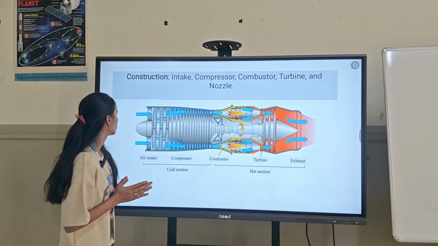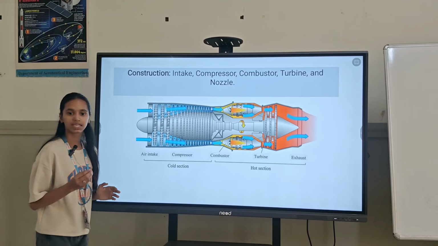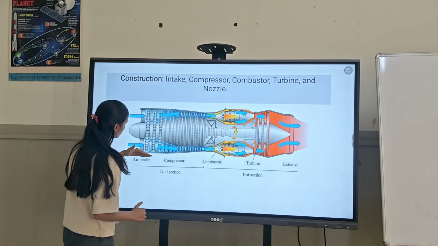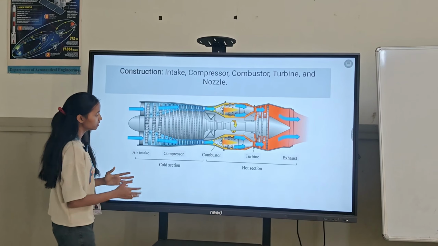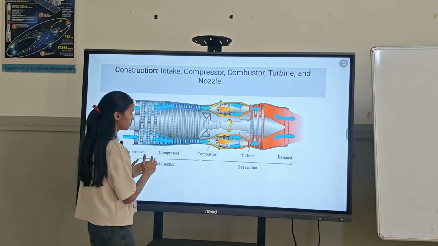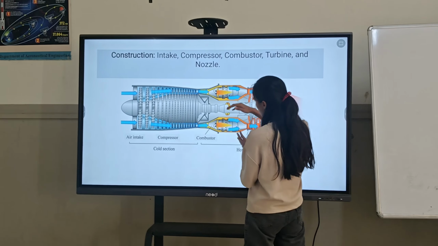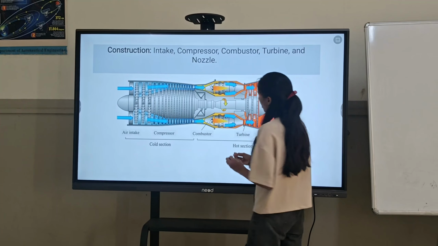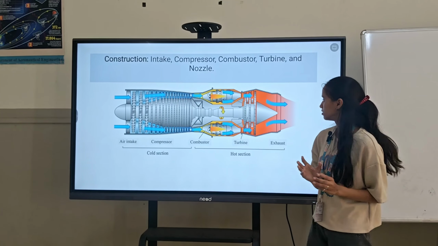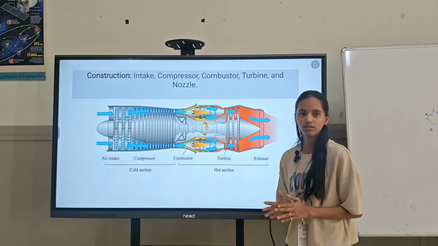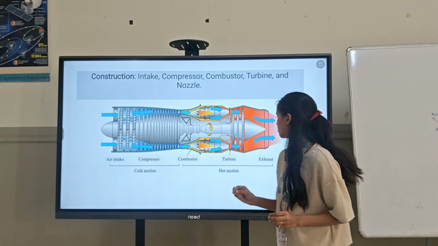Let's see the construction. This diagram shows the basic parts of air-breathing engines. First, air enters through the air intake. Then the compressor increases the air pressure. After that, fuel is added in the combustion chamber. Then the air-fuel mixture is burned. The hot gases rotate the turbine, which drives the compressor.